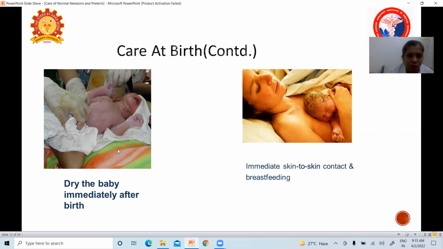The baby was received in the wet linen and the linen was immediately removed and the baby is immediately dried. Preferably with 3 or 4 gentle strokes, we can roughly dry the baby, or preferably the baby should be immediately shifted to mother's chest or abdomen for skin to skin contact and initiation of breastfeeding. This is the best method to prevent hypothermia and to initiate early breastfeeding. If the baby is vigorous, is term baby, do not require any kind of resuscitation, baby should be immediately transferred to mother's chest or abdomen.